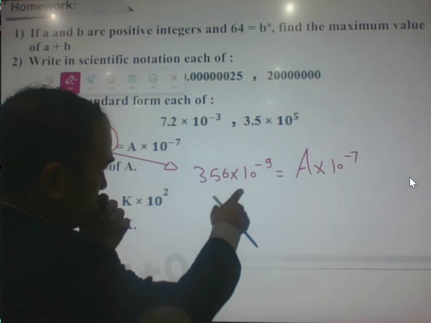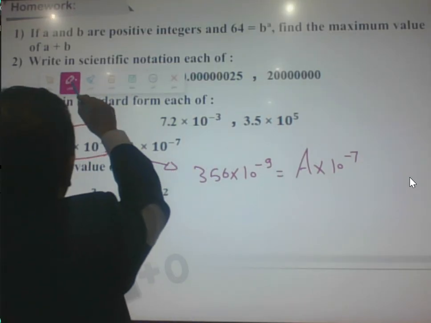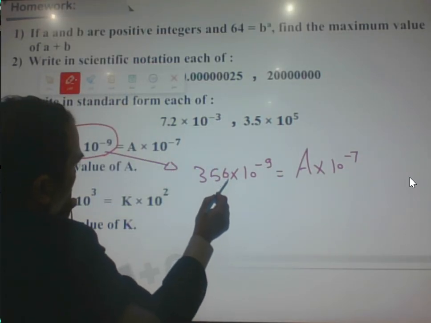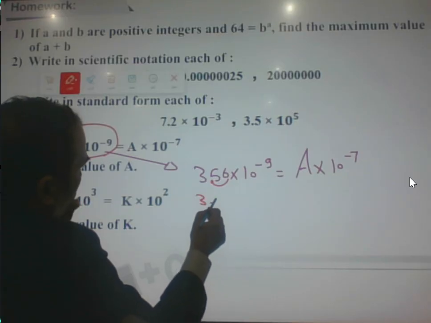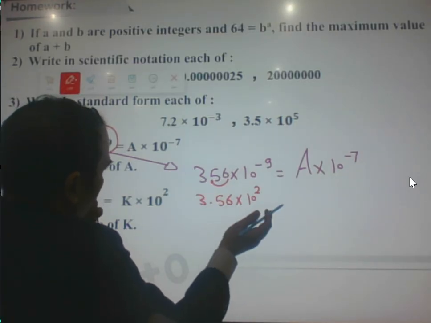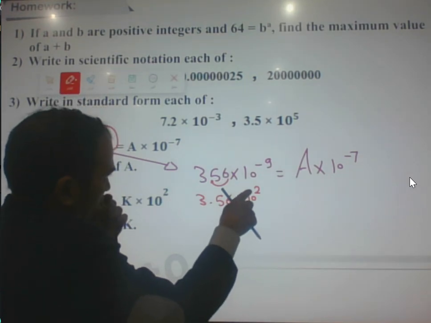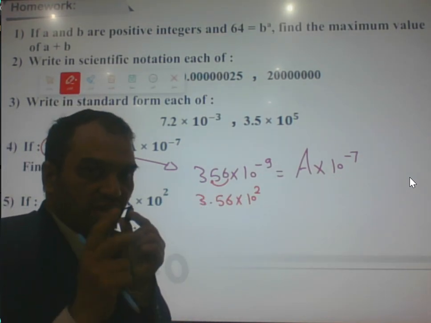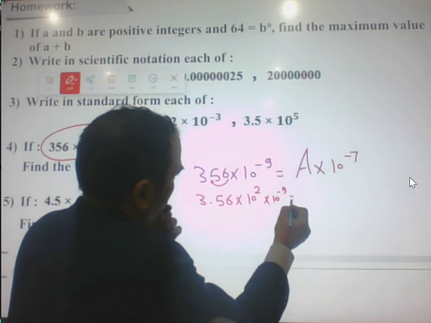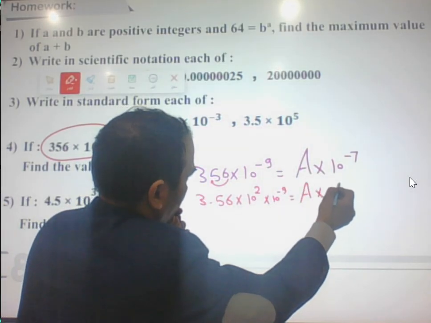Do you remember? This number here, we don't have the point. So we must put the point here first, and count with me. 1, 2, put the point here. It will be 3 point 5 and 6, and then product by 10 power 2. You moved here left-hand side, so you must put the sign positive because you moved left-hand side by 2 places. Product by 10 power negative 9 is equivalent to A product by 10 power negative 7.